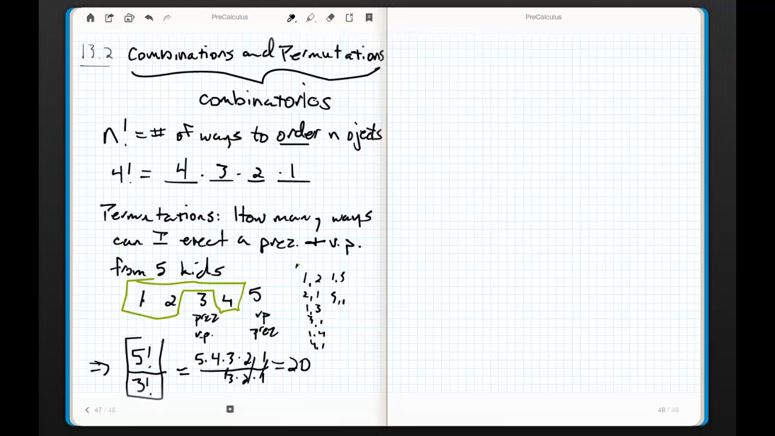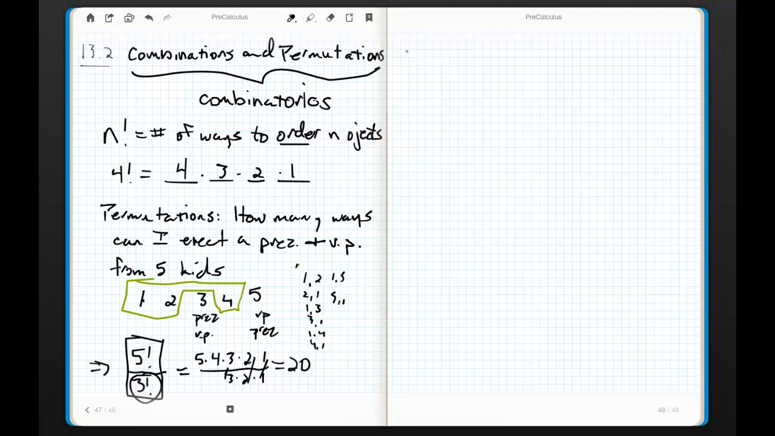I order everybody, and then I divide out the order that doesn't matter, the ones that didn't get elected. It's very intuitive in my brain. It may not be so intuitive in yours, but that's okay. You'll get your brain wrapped around it. All right, so check it out. There's a way to write this.